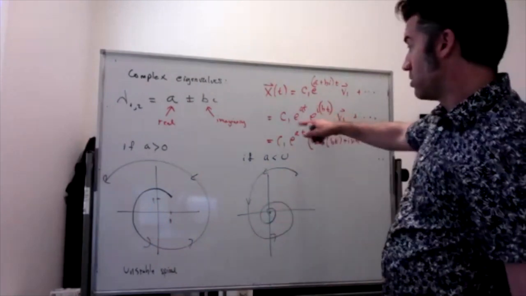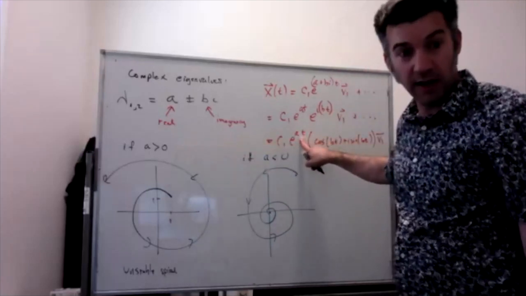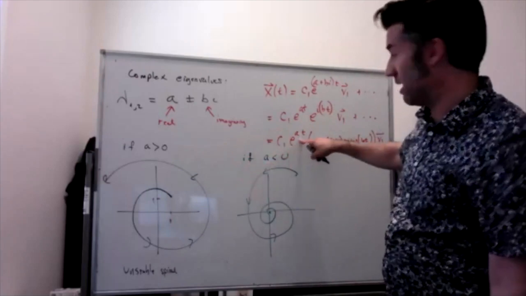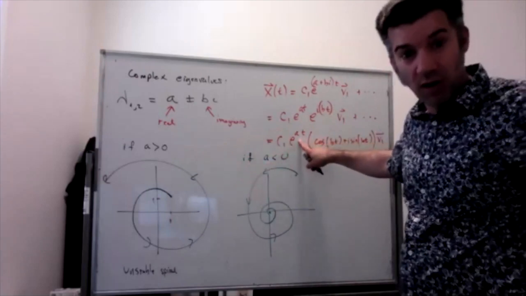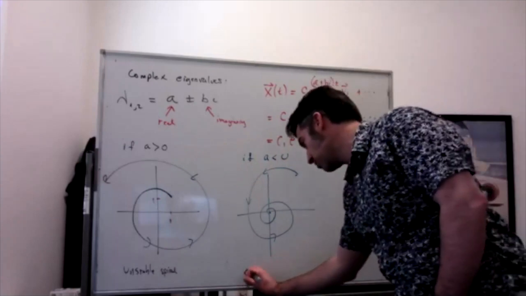And this one, if a is greater than 0, this e to the at thing gets really, really big, so you oscillate, but you get big. But if a is negative, this e to the at thing is going to get really, really small. It's going to converge to 0 as time goes on. So this is going to be a stable spiral.